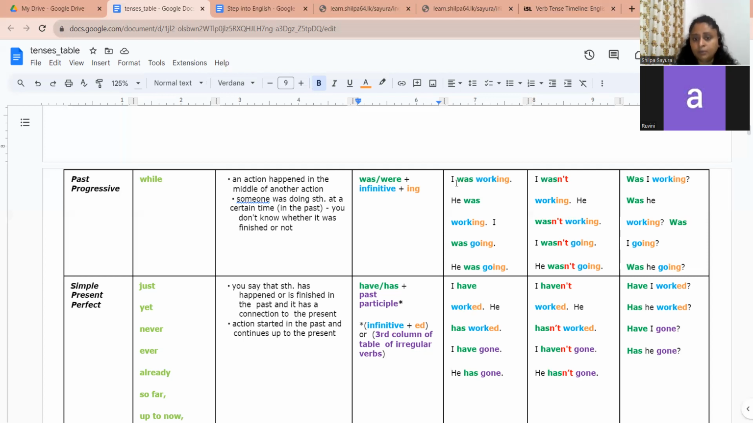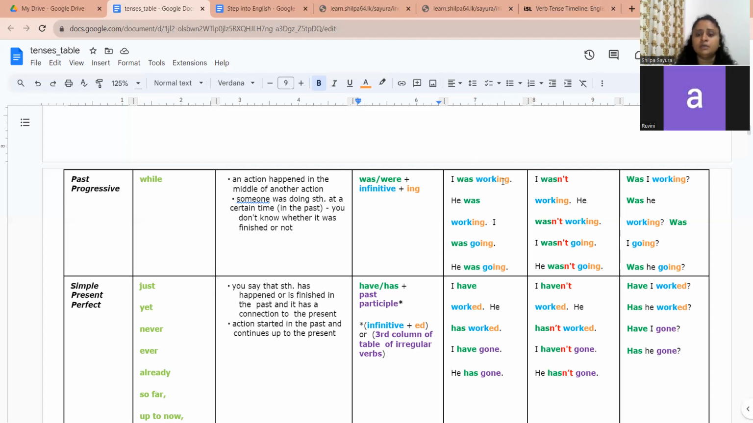I was working when he came to see me. When he came to see me, I was working. So that is, he came, I was working. That is the meaning of this, right? An action happened in the middle of another action.